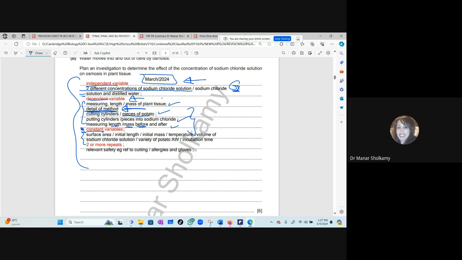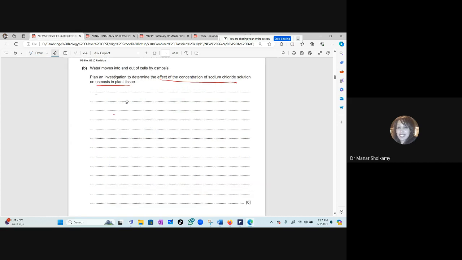Constant variables, the same initial length or the same initial mass or the same starting temperature. And then the last two sentences that we write, I'm going to repeat, I'm going to calculate average, I'm going to do safety precautions. So don't write a paragraph, write it in points like this: independent variable, dependent variable, constant factors, steps, repeats. I did not make it up. This is how it is, especially in the recent years. I told you, and it's your choice.